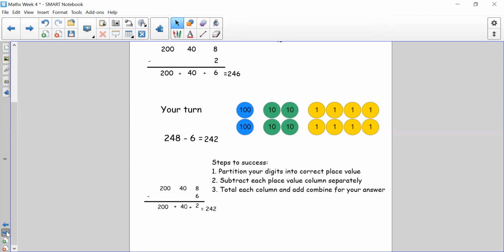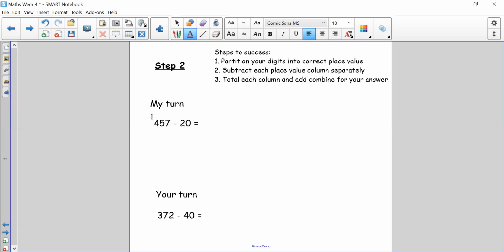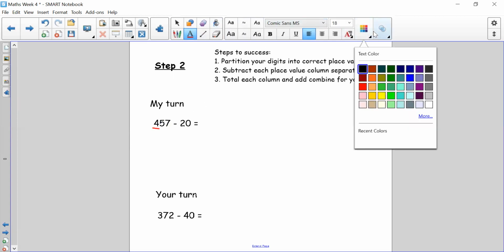We're going to look now at step 2. Step 2, remember, we are only subtracting multiples of 10. So our counters are gone now because I would like you to try and do this with just expanded method. Okay, so I'm going to have a go, following my rules, following my steps 1, 2, and 3, making sure I follow them systematically and carefully to make sure I do the correct order and I don't get confused with all my numbers. Step 1, partition my digits. So I need to partition 457 first. Okay, so I'm going to do this in different colours to show you because the numbers are getting a little bit bigger now. So let's have a look.